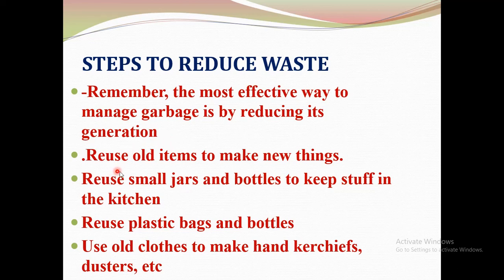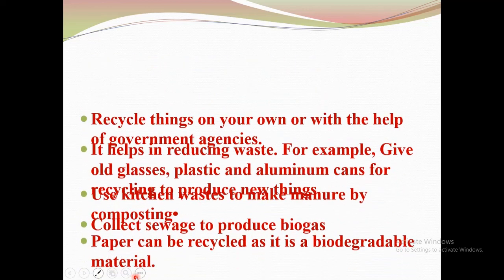Then reusing old items to make new things. Example, we can reuse small jars and bottles to keep stuff in the kitchen. Then we can reuse plastic bags and bottles. Then we can use old clothes to make handkerchiefs and dusters. So these are some of the ways how we can reuse old items to make new things.